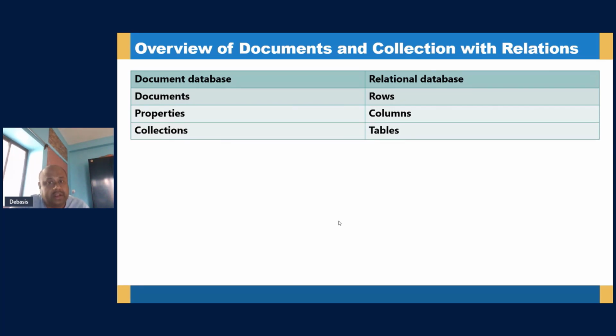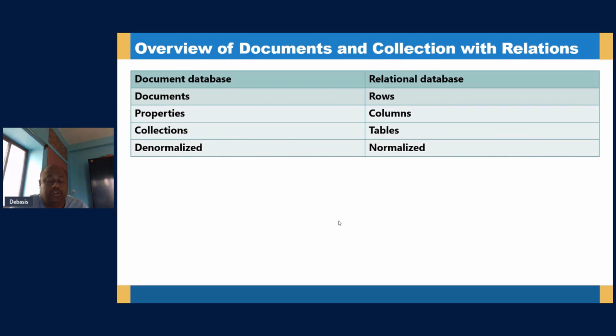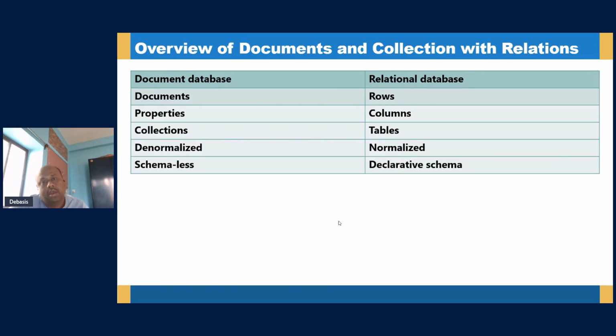The concept of tables in relational database systems is called a collection in a document database. So the main relation is that one collection can contain a number of documents, and each document can contain a number of properties. This is the hierarchical structure of the document model in Cosmos. Also, in a relational database, data is always stored in a normalized pattern, but in Cosmos DB it is always stored in a denormalized pattern.